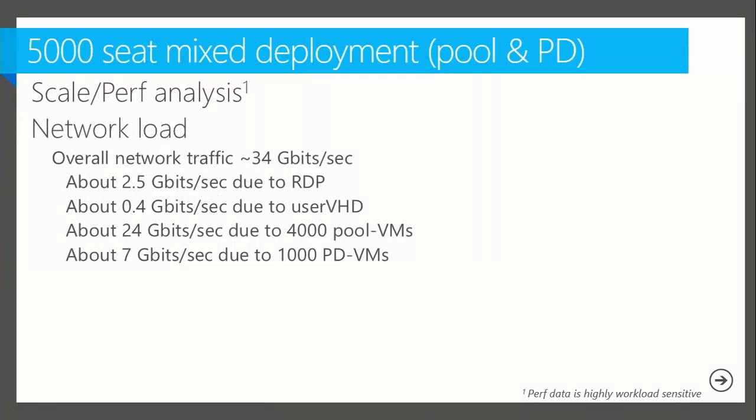Network traffic, about the same. 2.5 gig is really the RDP traffic. The user VHD traffic is slightly less, but it was not that significant in your data center. The pool VM traffic has dropped down a little bit, but now we have the PD VM traffic that has gone up. So your data center's storage network has to handle about 34 gig or so per second. You need 2 of those to be HA.